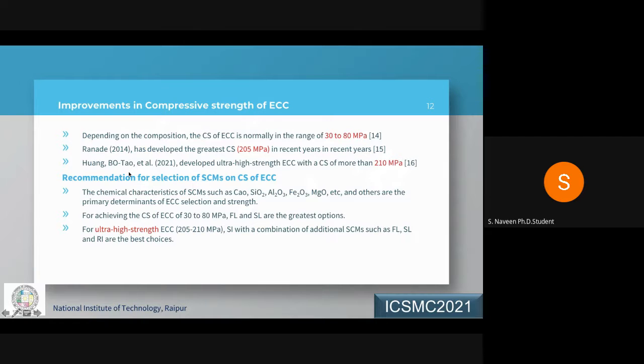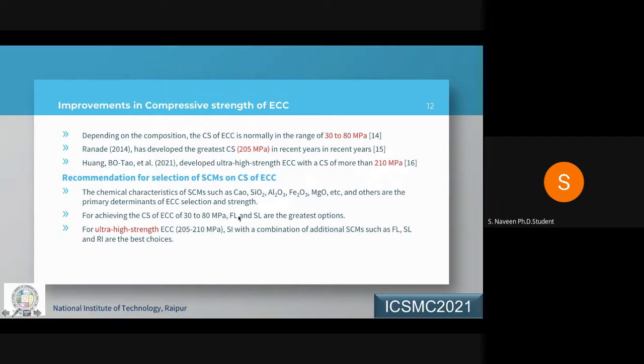Then recommendations for the selection of SCM. Basically, while selecting an SCM, the composition of that particular SCM should be known. We have to take care while selecting it, like what composition or chemical characteristics it has. Suppose we take rice husk ash, it can have different properties, whether we prefer field burning or some other method. The presence of silica or the carbon content depends upon the burning condition also, how we are burning.